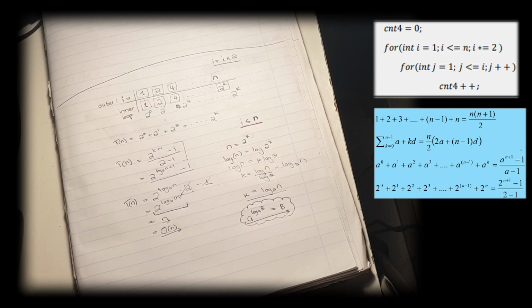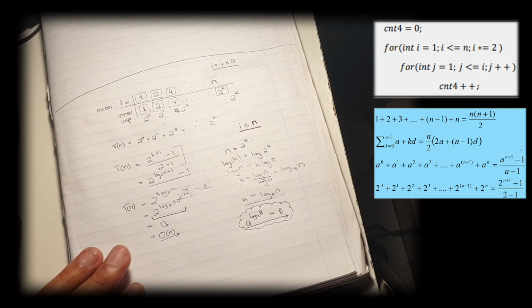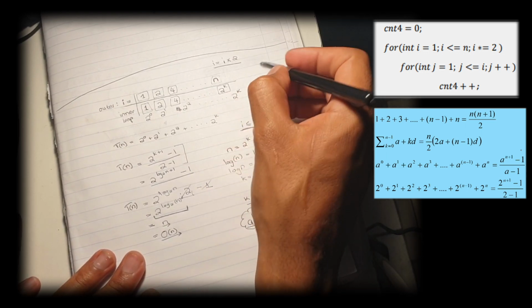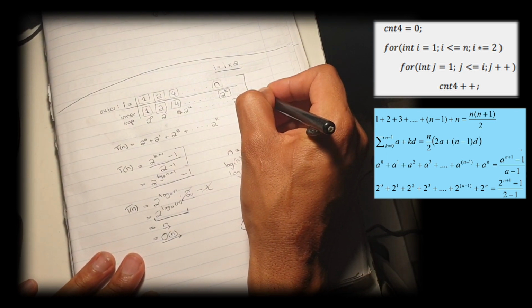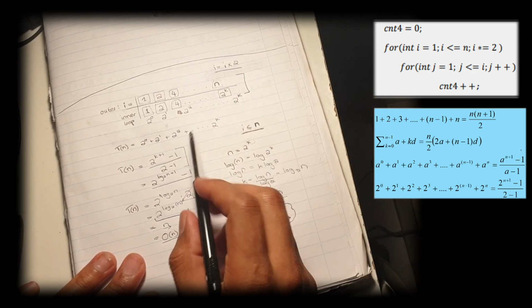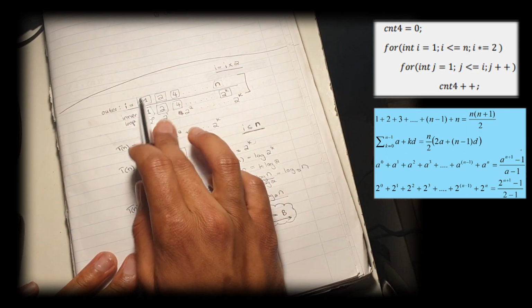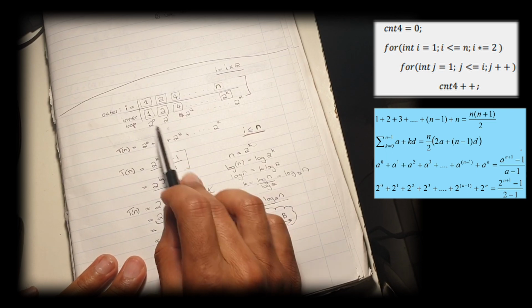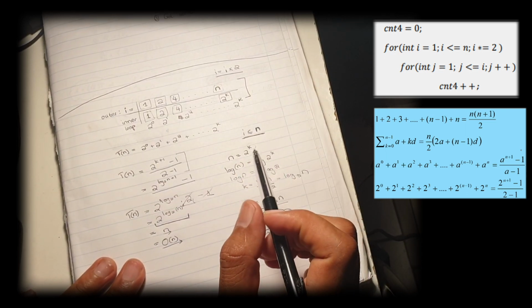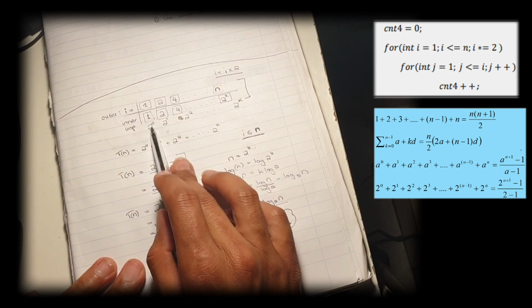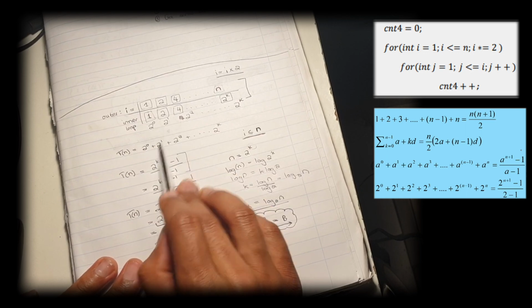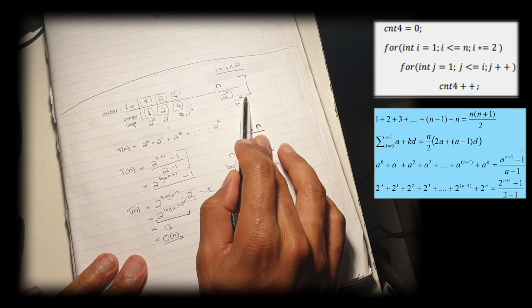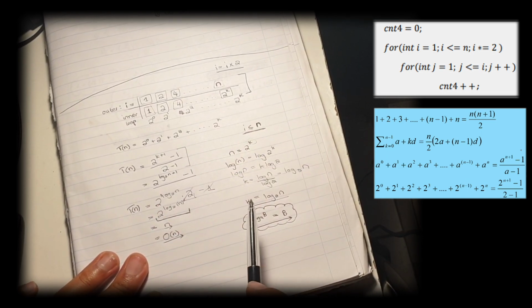So we followed each step. The most important thing for you to grasp here is this entire approach, this entire analysis. We're looking at, for each value of i, how many times does the inner loop run, right? And then we're summing all those up. You see, we took 2 to the power of 0 plus 2 to the power of 1 plus 2 to the power of 2 up until 2 to the power of k, right?